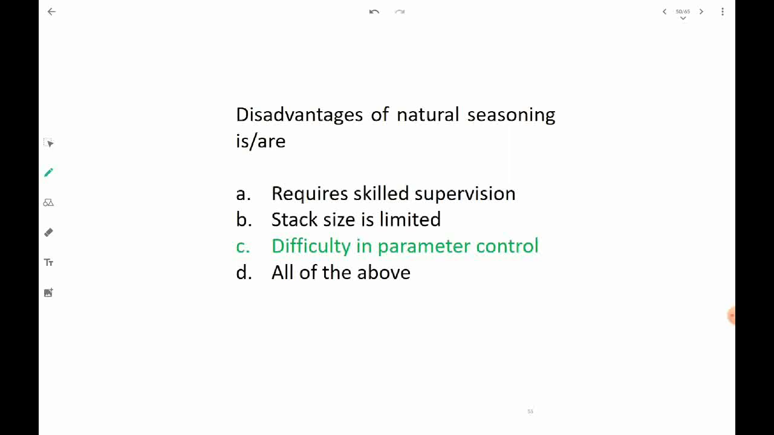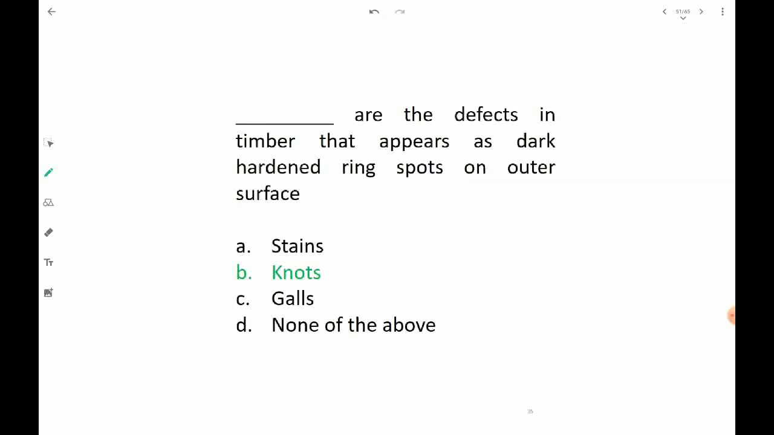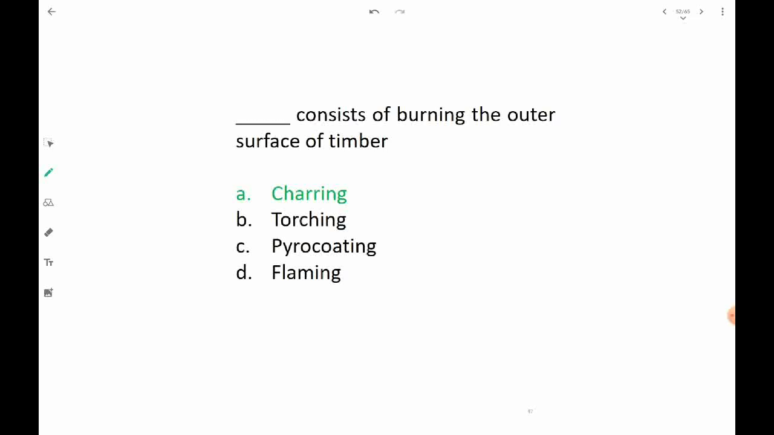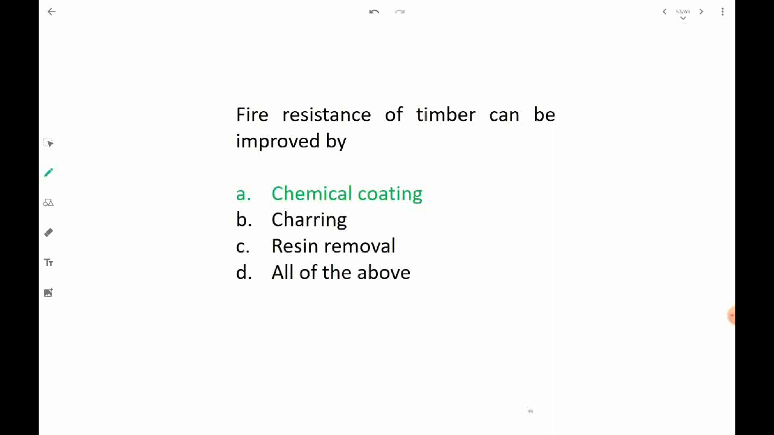A disadvantage of natural seasoning is difficulty in parameter control. We cannot control parameters such as air, temperature or humidity. Alright. Then knots are the defect in timber that appears as dark hardened ring spots on the outer surface. Charring consists of burning the outer surface of the timber. Fire resistance of timber can be improved by chemical coating.